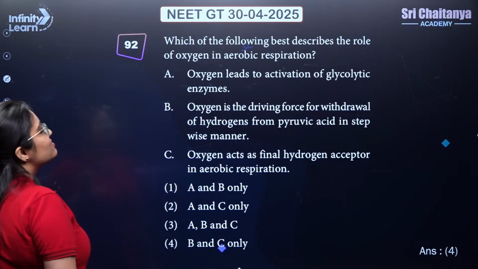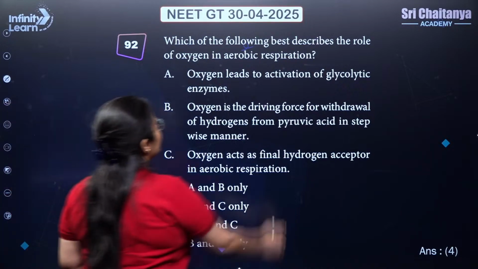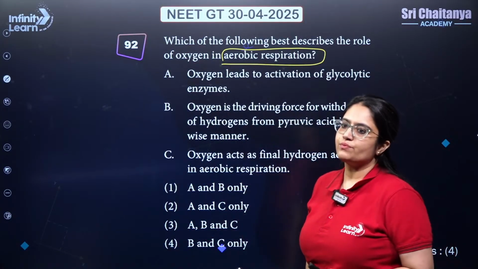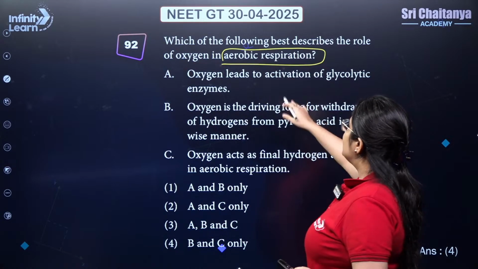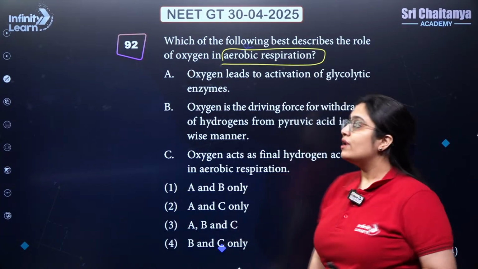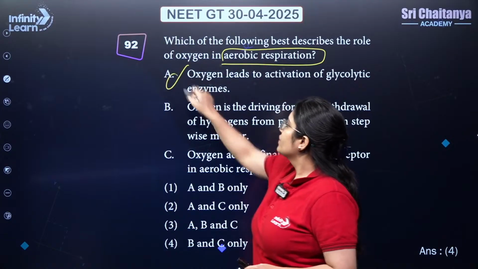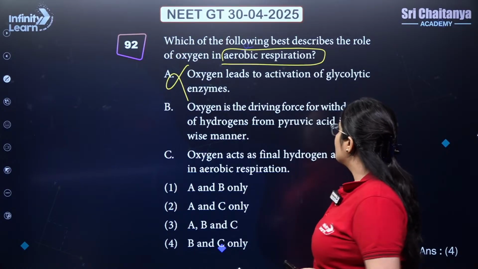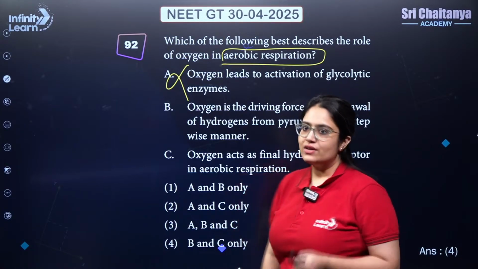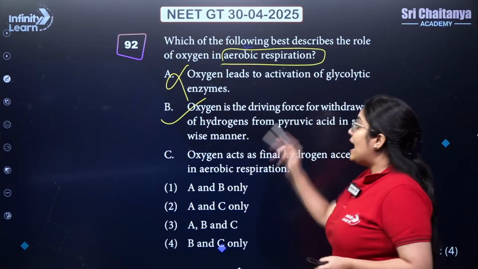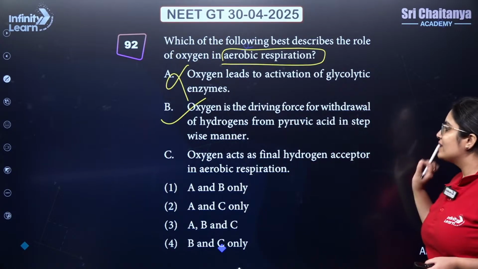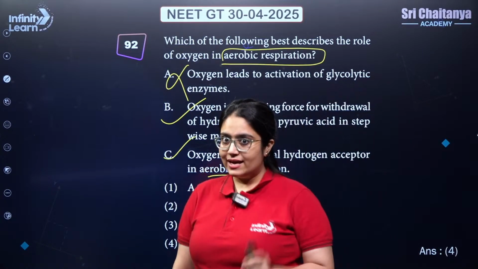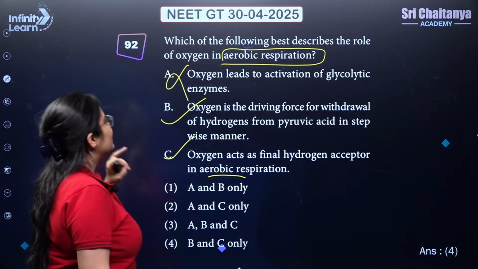Which of the following best describes the role of oxygen in aerobic respiration? Please focus on the terms guys. Oxygen leads to activation of glycolytic enzymes? No. Oxygen is the driving force for withdrawal of hydrogens from pyruvic acid in stepwise manner. This is in fact, my dear students, correct. And oxygen acts as a final hydrogen acceptor in aerobic respiration. Even this is correct. So A is incorrect, but B and C are correct.